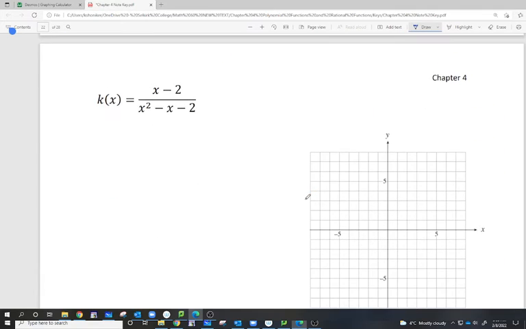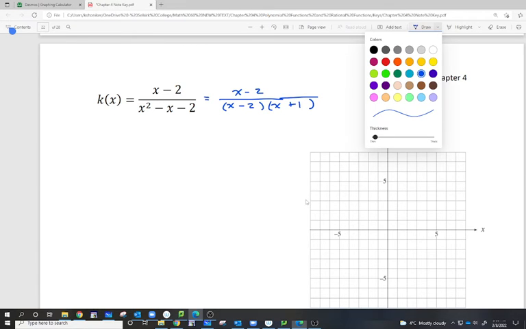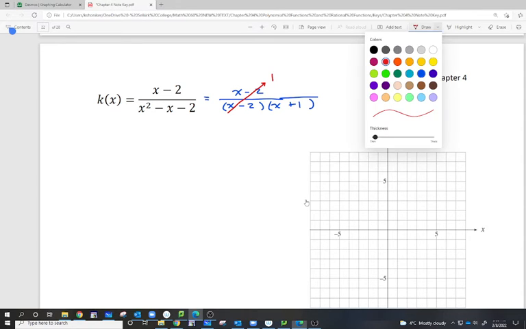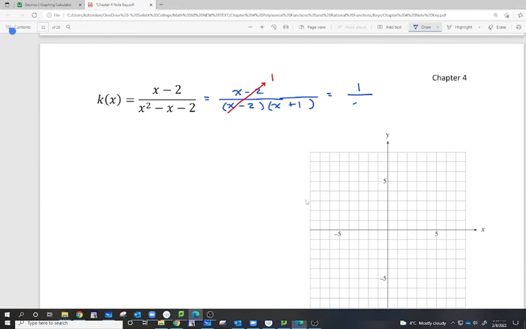Last graph. Okay, step number 1, factor. So I'm going to factor, the numerator's all good. My denominator is a trinomial, so I'm going to factor it down to 2 binomials. I'm going to put my x, I'm going to put my x. I'm looking for two numbers that multiply to give me -2 and add to give me -1. So -2 plus 1. And hopefully you see this common factor of x minus 2. That simplifies to 1. So x minus 2 divided by x minus 2 is 1. And I am left with just 1 over x plus 1.